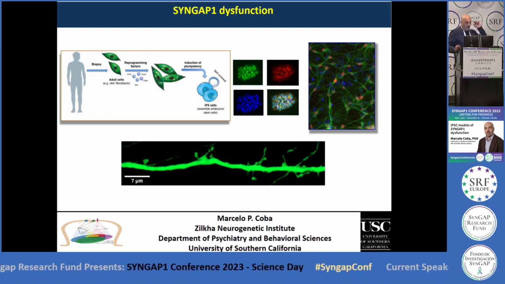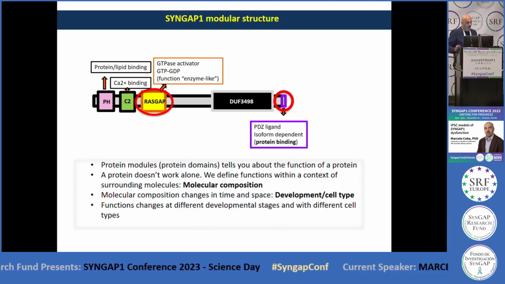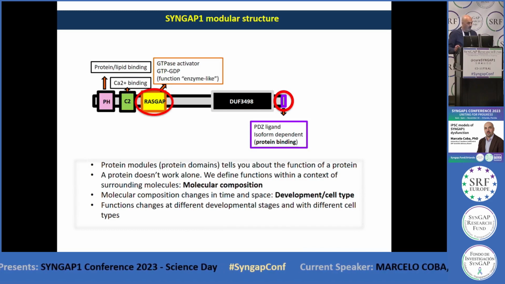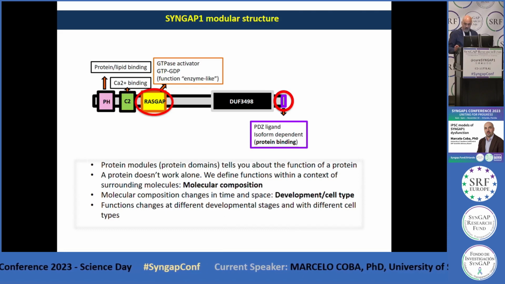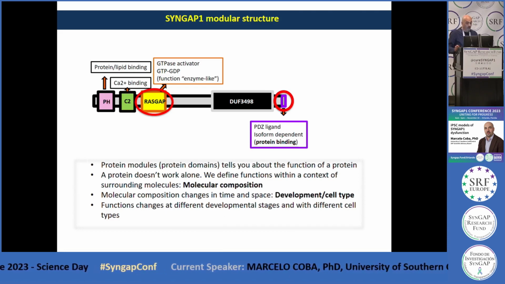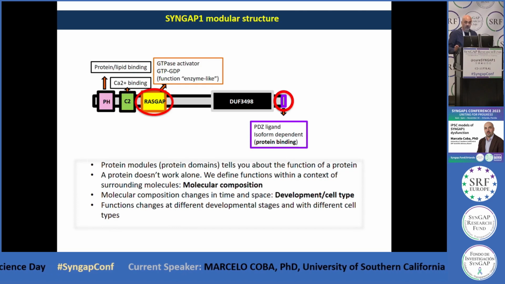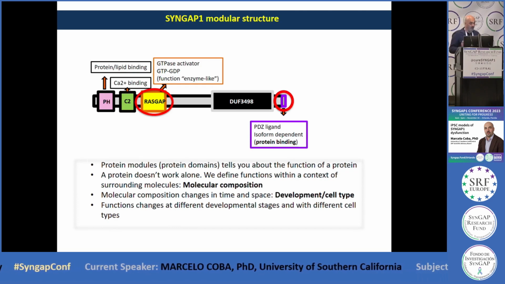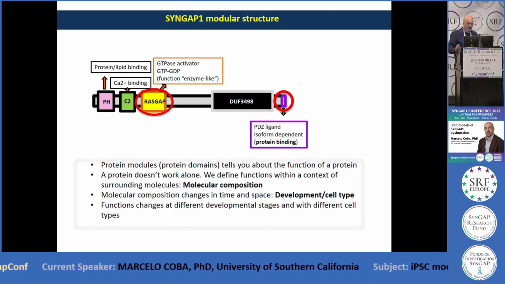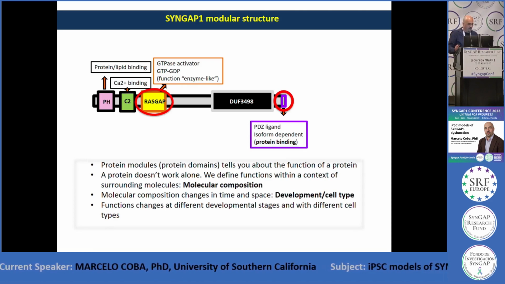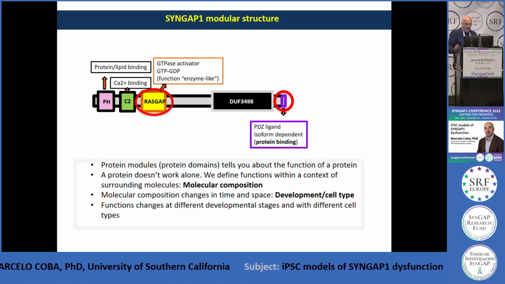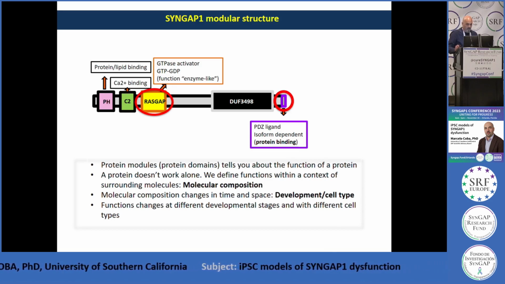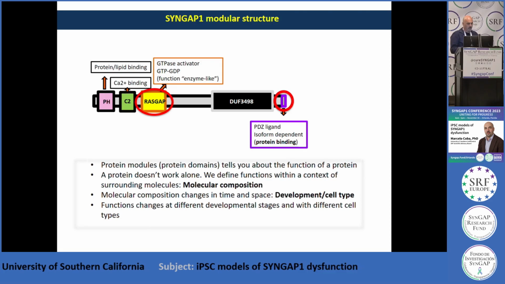Okay, you've seen a picture like this already. It depicts the cartoonish view of SYNGAP with its many protein domains, modules of function. I'm going to discuss mostly what we are doing with a focus on the RAS-GAP domain, which is the yellow domain in the middle, and the PDZ ligand function of SYNGAP, which is the purple and red circle to the right, and not so much what all the other domains are doing.